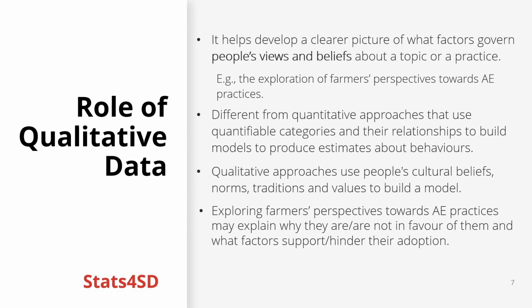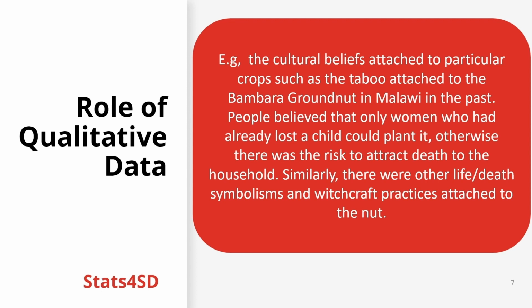For example, the exploration of farmers' perspectives towards agroecological practices may explain why they are or are not in favor of them and what factors support or hinder their adoption, such as in the case of cultural beliefs attached to particular crops, like the taboo that was attached to the Bambara groundnut in Malawi in the past, where people believed that only women who had already lost a child could plant it, otherwise there was the risk to attract death to the household.